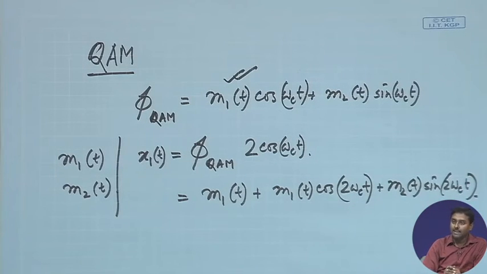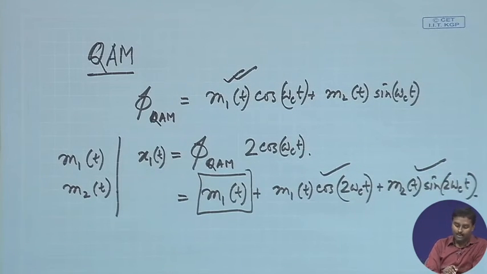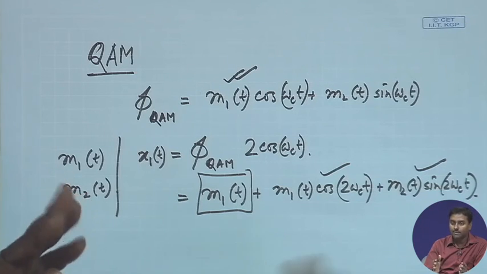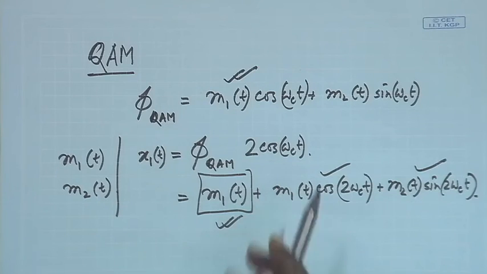Now a very nice thing has happened. Both of these terms have gone to a higher frequency. The only thing left at baseband is m1(t). I put a filter and get this signal back. So I have an option of demodulating only m1(t) from this. Similarly, if I multiply by sin, you will see that I can demodulate m2(t) back.